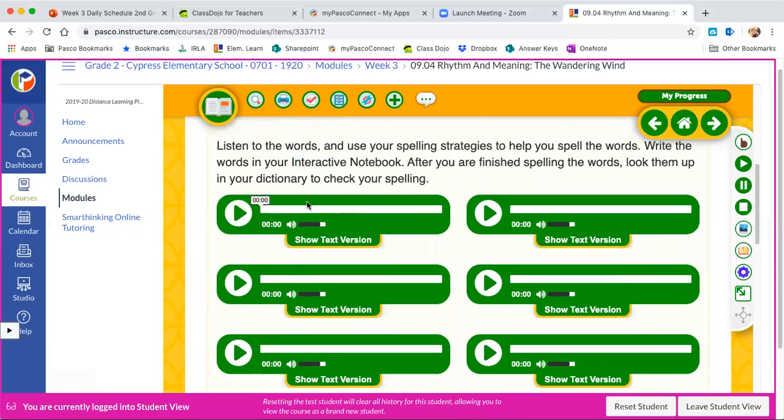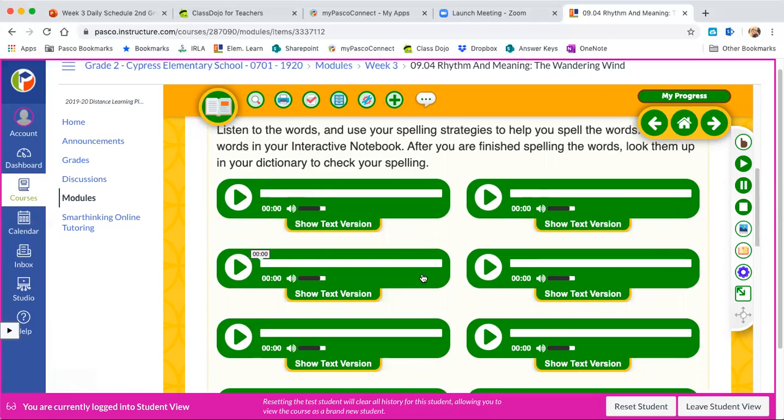Okay, so I'm going to play each of these words, and then you are going to practice writing them down. Okay, so we're just going to do 2 together, and then you can go to the lesson later and go through the other ones on your own. Okay?